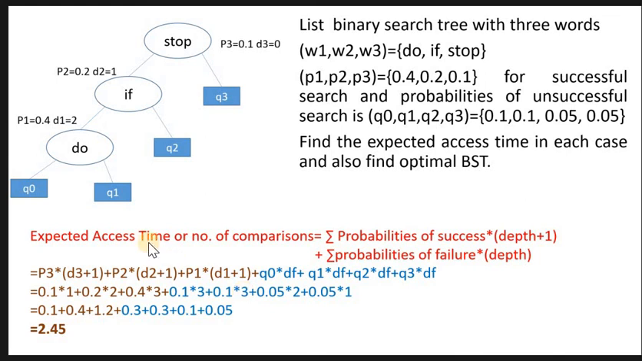Then the probability of Q1 is 0.1 into its depth. Depth is 3. What is the depth of Q2? Its depth is 2. Q3 depth is 1. So accordingly, you put the values in the formula and you come up with the value that is 2.45. This is your first binary search tree.